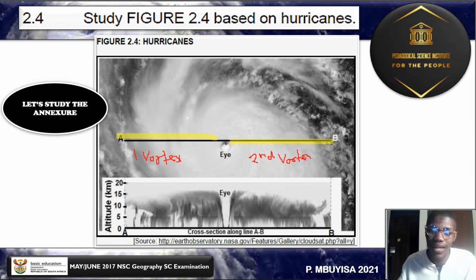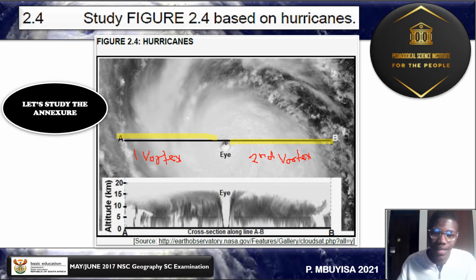Now, in terms of characteristics, we usually say that the first vortex is more intense and is associated with storms that are more severe than the second vortex. And we say that in the first vortex or first quadrant, that is where you find your dangerous semicircle or your dangerous quadrant. It is found here in the first vortex, in a section closer to the eye wall, so that's where you'll find your dangerous semicircle.